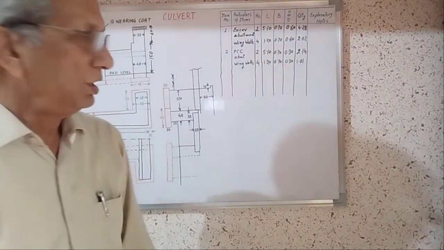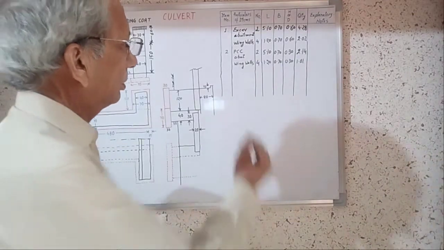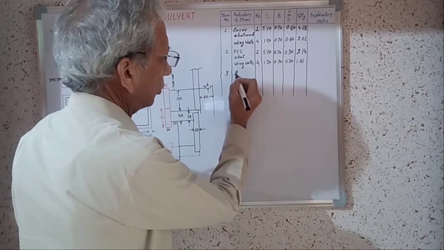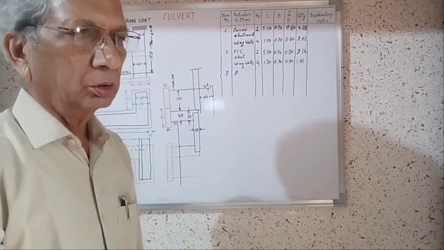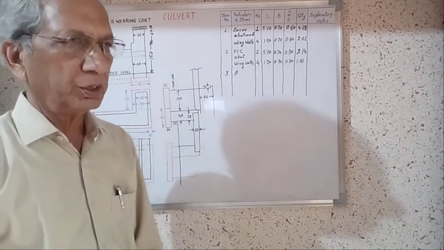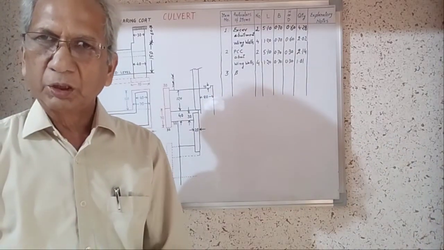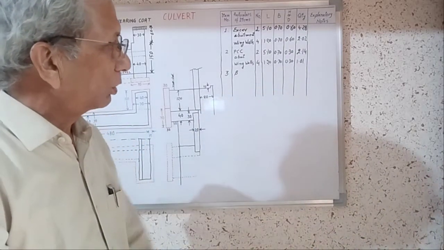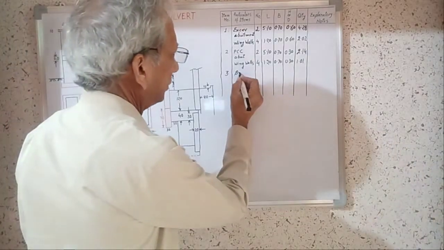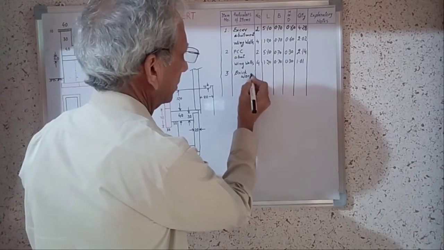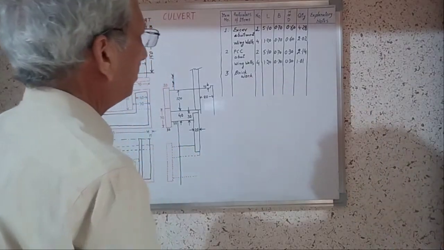Now third item is brickwork. First class brickwork in a ratio of 1:4. The ratio of the mortar will be 1:4, but we are not concerned with the ratio or the quality. We are calculating the quantity. Now brickwork. First we will take abutment.